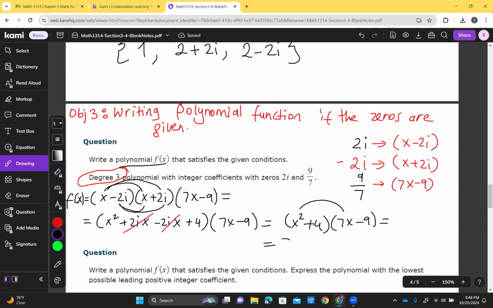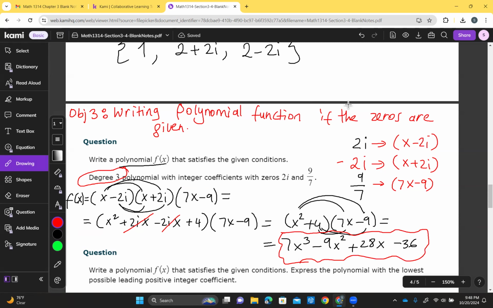So that makes 7x cubed, and then this makes negative 9x squared. This one makes 4 times 7, which is 28x, and then these two will give me a negative 36. And this is the expected answer for this question. If the zeros are given, this is how you construct a polynomial function.